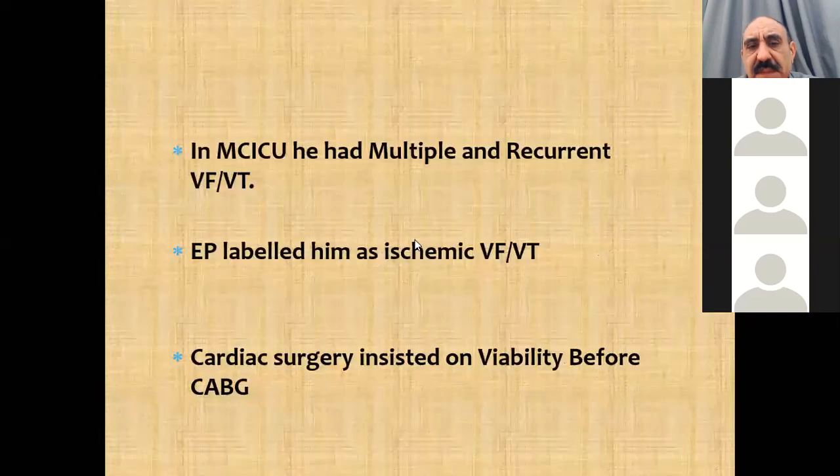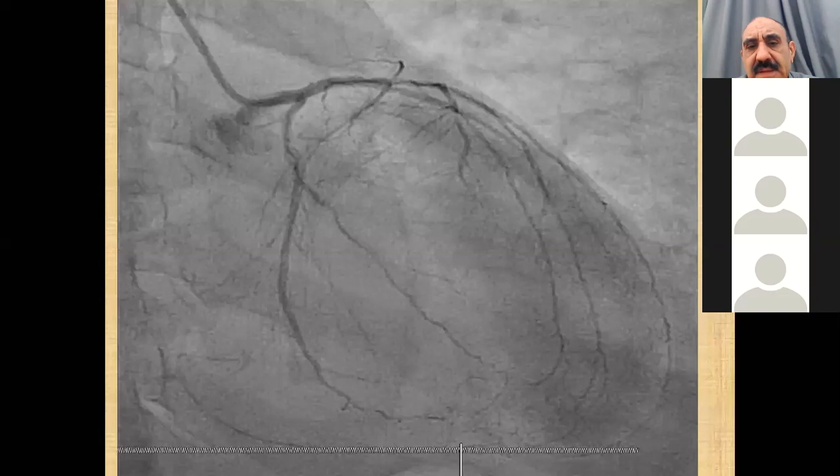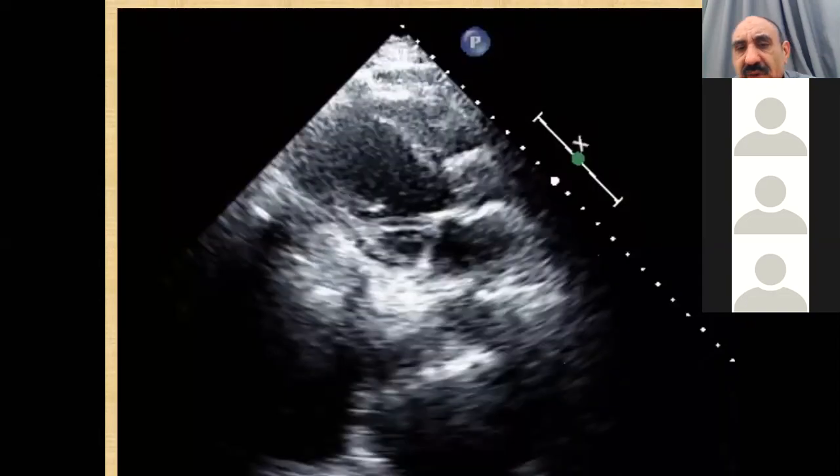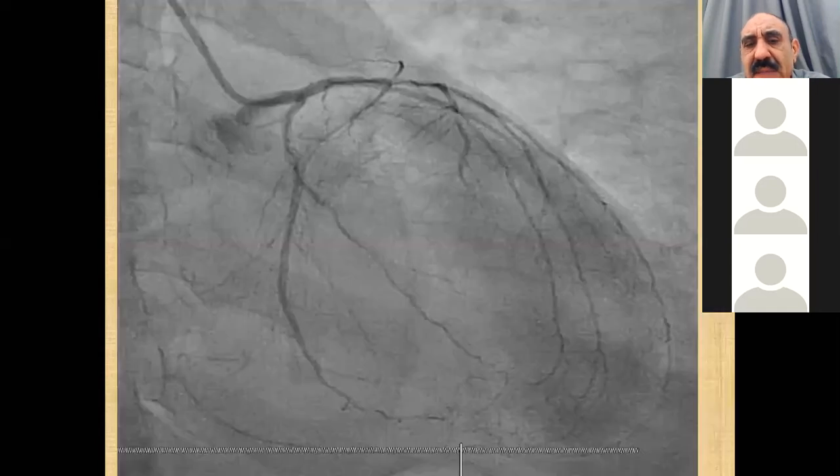The same patient actually had an echo, and his echo is showing very poor LV function with a probably scarred anterior wall. But you cannot be sure with echo alone. Sometimes you need another modality like MRI or nuclear. So what happened to the patient?